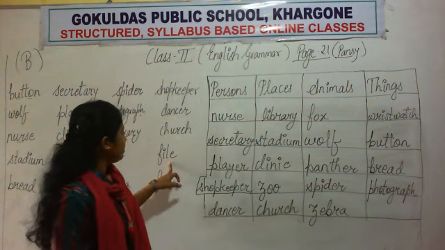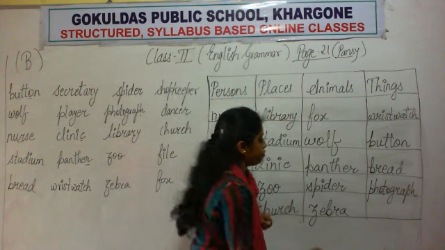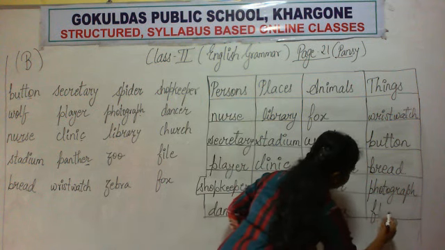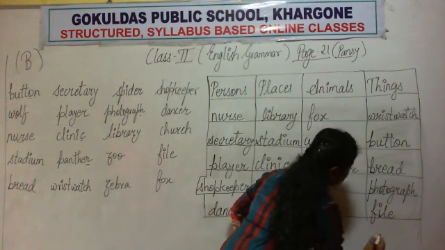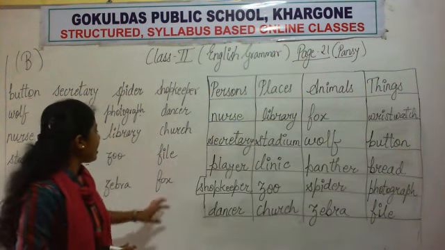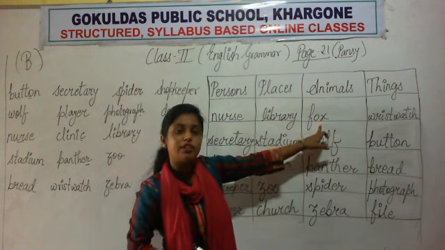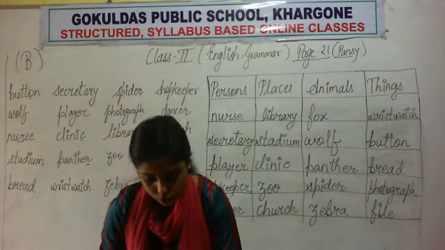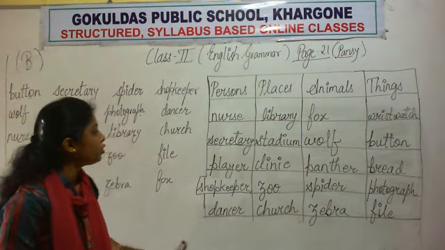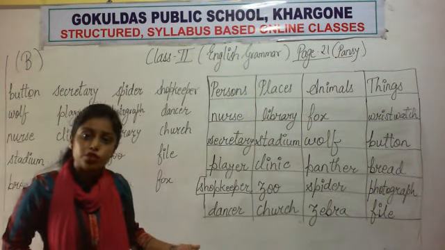Then file. File is a thing. Okay, file is a thing. And the last one is a fox. That is already written in the animal column. Okay, so I hope this one was easy for you. I hope you have understood it.